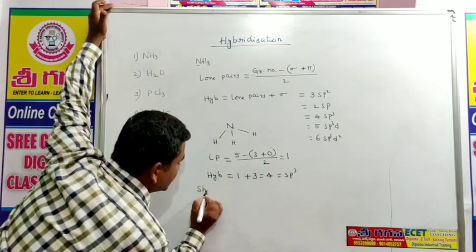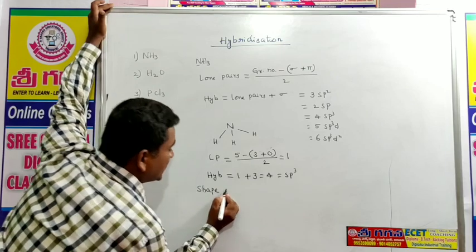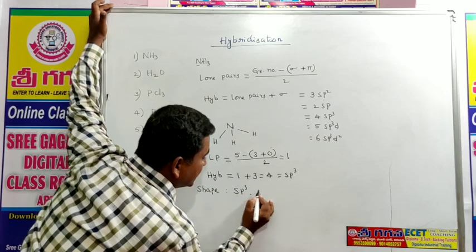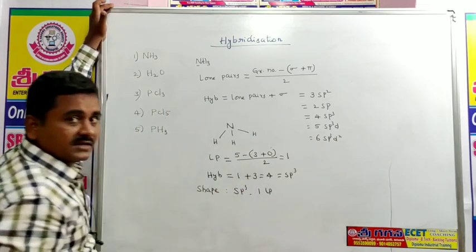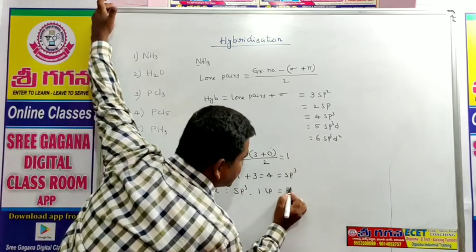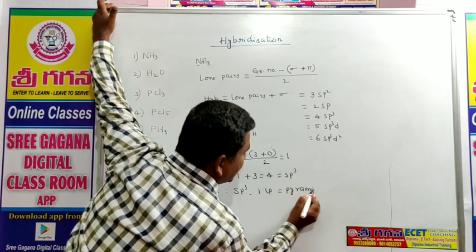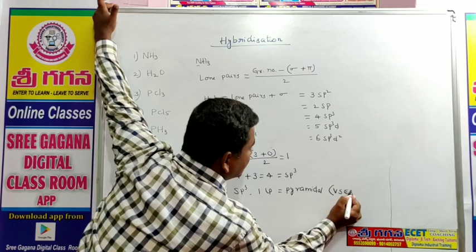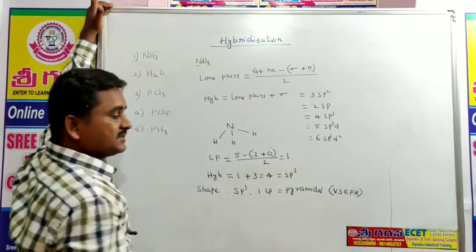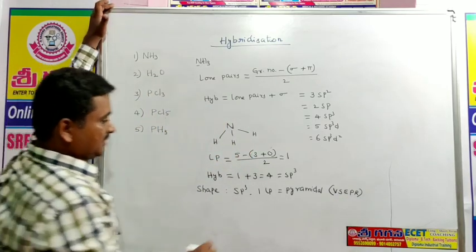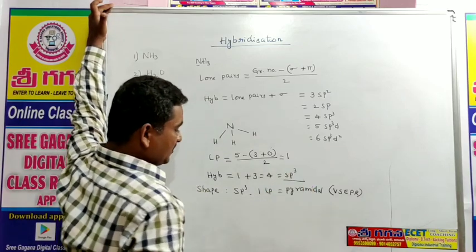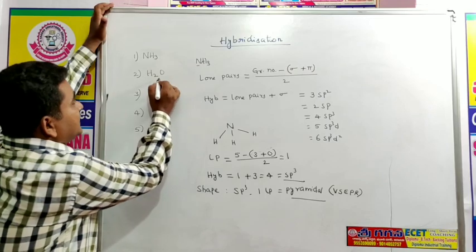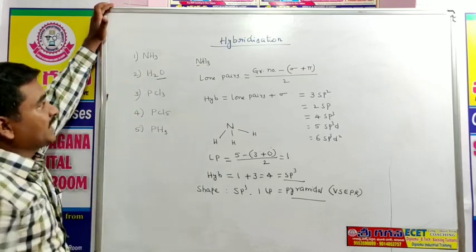And how to know the shape of the ammonia molecule? If sp3 hybridization is there, and 1 lone pair of electrons is present in a molecule, the shape is pyramidal. This is governed by VSEPR theory, that is valence shell electron pair repulsion theory. So the ammonia molecule is sp3 hybridized and has a pyramidal structure.